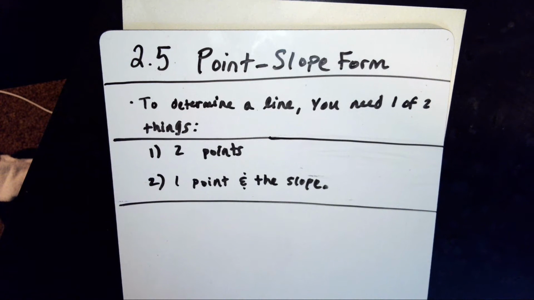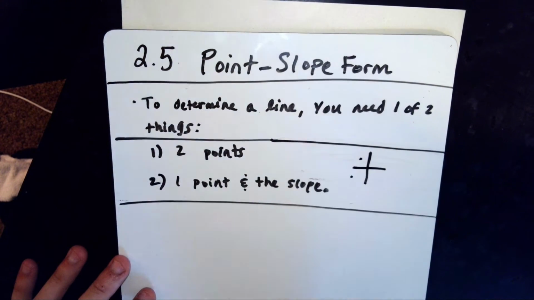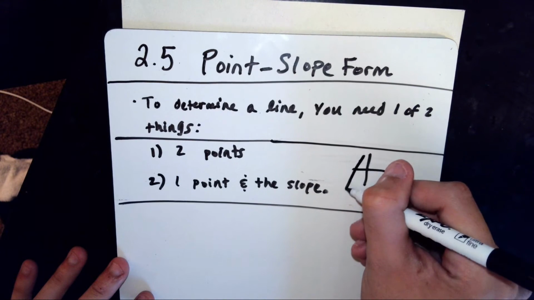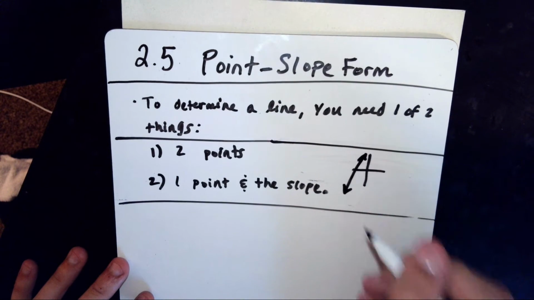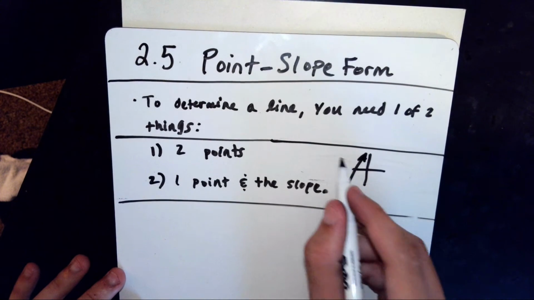The first is where you have 2 points, so say you have like a point here and there. You can determine this line just by drawing a line through the 2 points, right? It's very nice and easy. And for the second case, this is case 1.